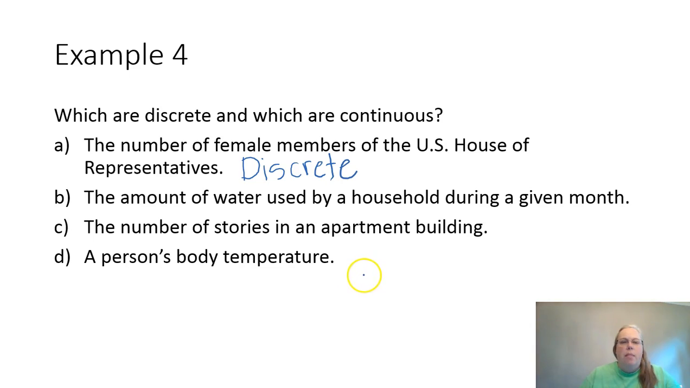B, the amount of water used by a household during a given month. Well, we can't be sure how much water we used exactly. I mean, did we use 2 gallons? Did we use 2.5 gallons? Did we use 2.15 gallons? I mean, how exact are you going to be? So this is considered continuous.